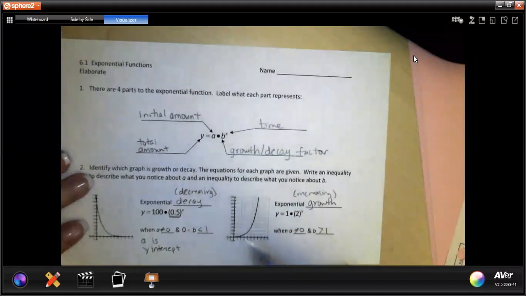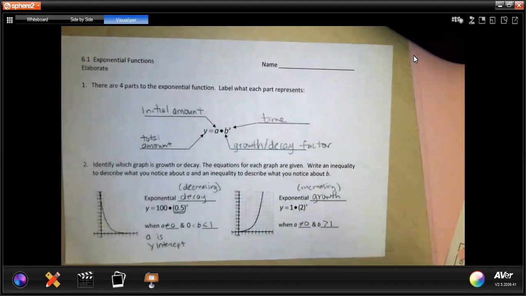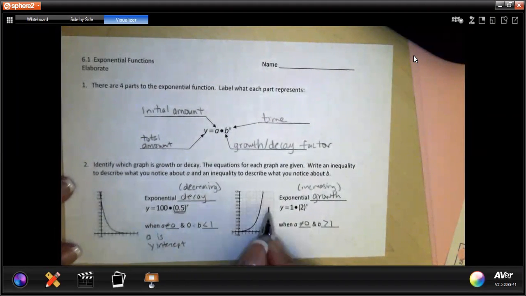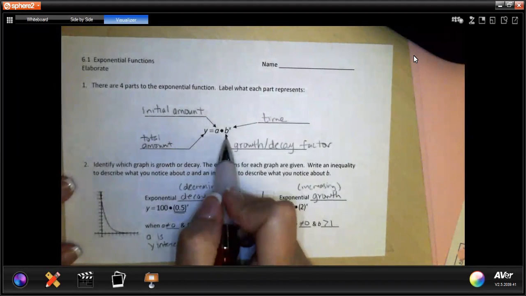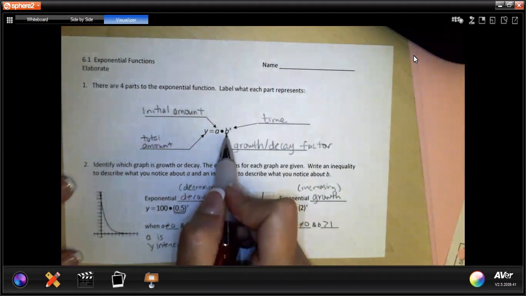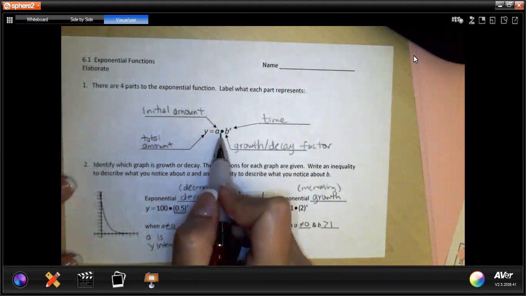So at this point, you should be able to determine what causes exponential growth, what causes exponential decay. You should be able to identify that on the graph as well. You should know this is an exponential growth, this is an exponential decay, because this is decreasing, that one is increasing. Again, the growth factor or decay factor tells you if it's a growth or decay. If this is bigger than 1, it's a growth. If it's between 0 and 1, it's a decay. The a is the initial amount, how much you started with.